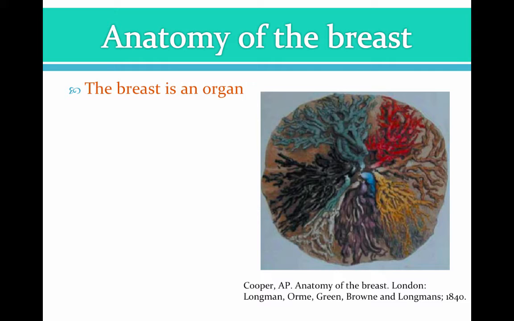So the breast is an organ. Each breast is developed and operates independently of one another. It extracts materials from the blood like nutrients and water and other materials and converts them into milk for the baby.